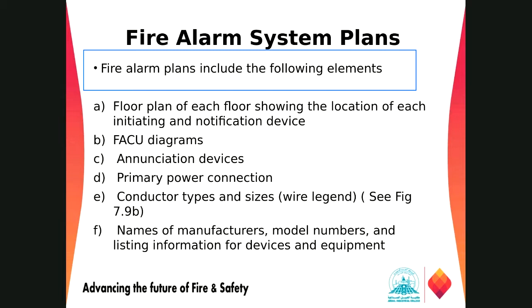The floor plan shows the location of each initiating and notification device, right? So the location should be known, where they are located inside the floor. The fire alarm control unit diagrams, the one we saw in the beginning, the annunciation device if required, right? Primary power connection details, conductor types and size, the wire gauge, see figure 7.9b of the handbook manuals, the manufacturer details, model numbers, and listing information for those devices and equipment.